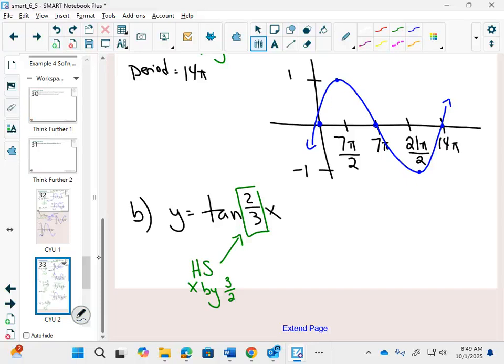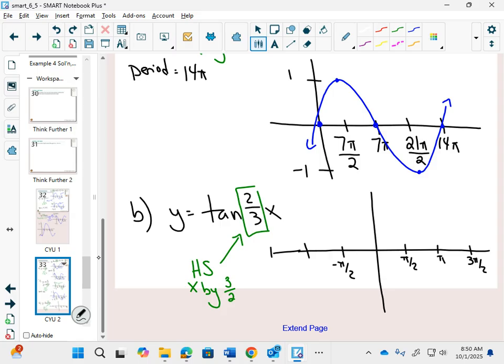What does our regular tan graph look like? When graphing your regular tan graph, it makes sense to draw your asymptotes first. So you're going to have, and I'll go a little bit in the negative direction as well, an asymptote at pi over 2 and 3 pi over 2. So notice I'm labeling my axes fairly.